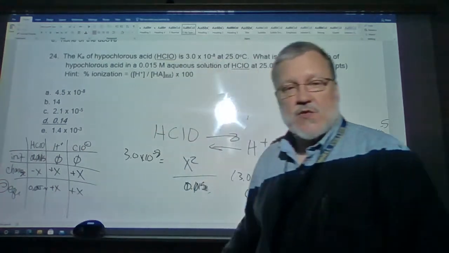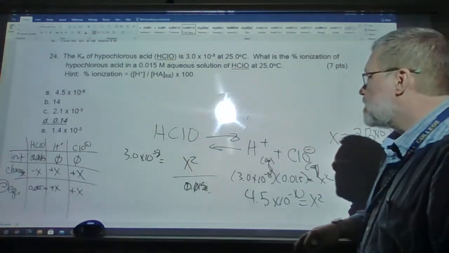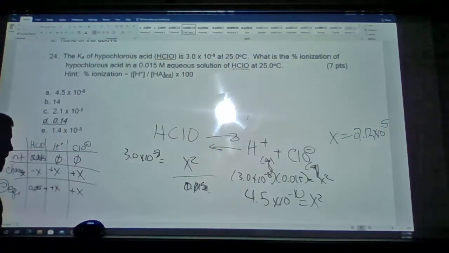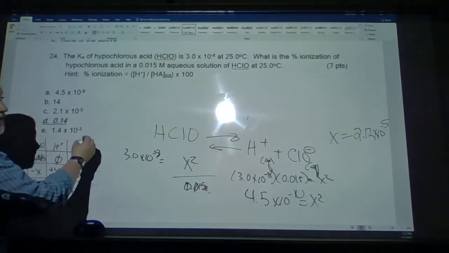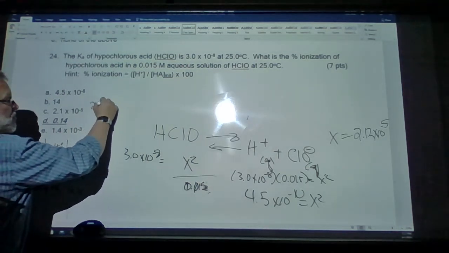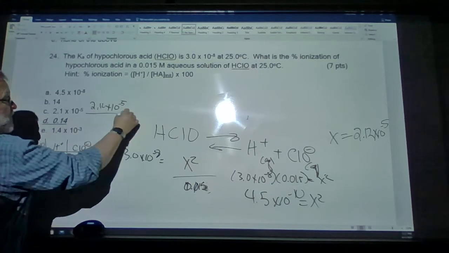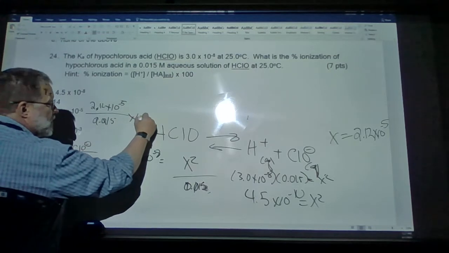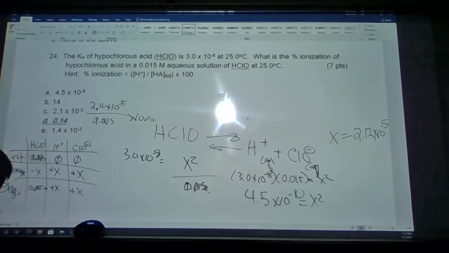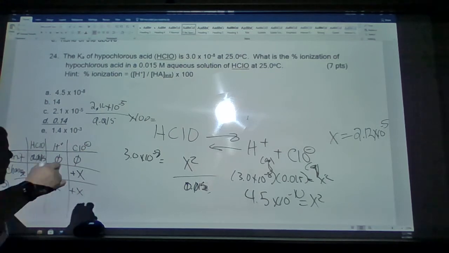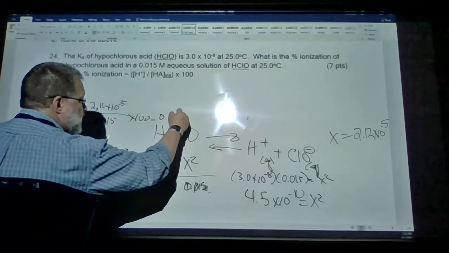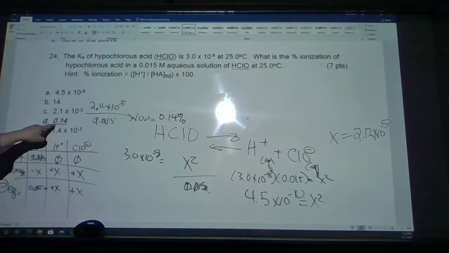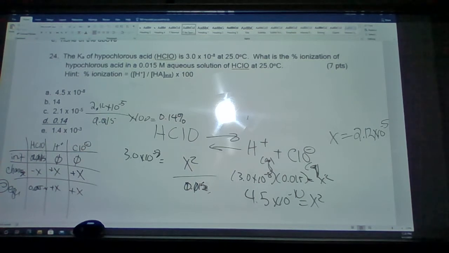Remember, our initial concentration was 0.015. So the percent ionization is our H plus concentration at equilibrium, 2.12 times 10 to the minus 5, divided by 0.015, times 100. I get 0.14%. So the answer here is D.